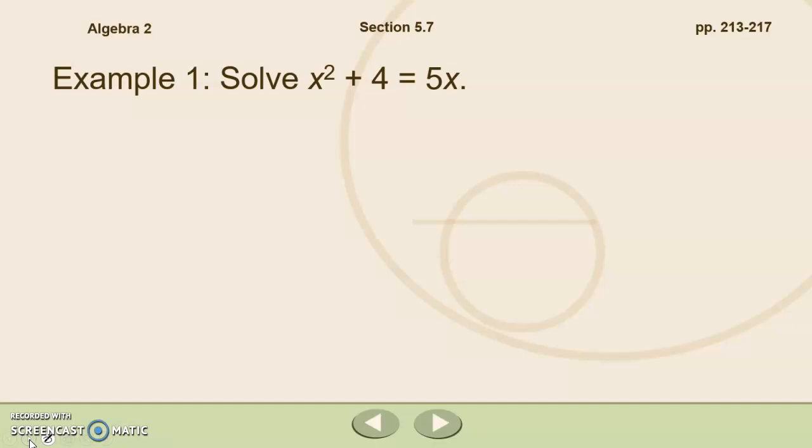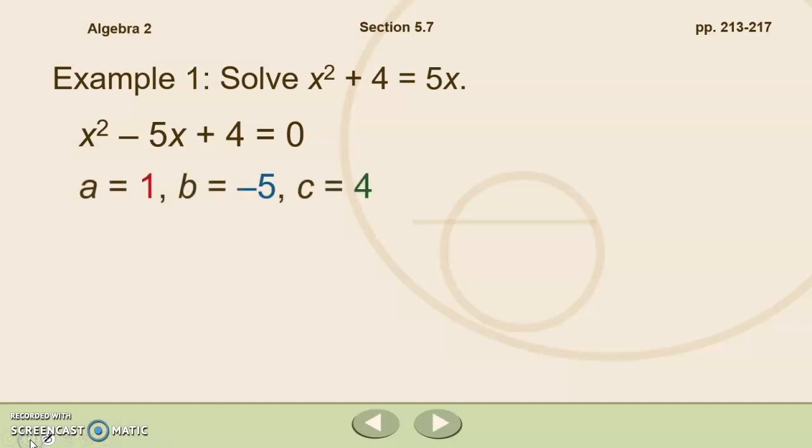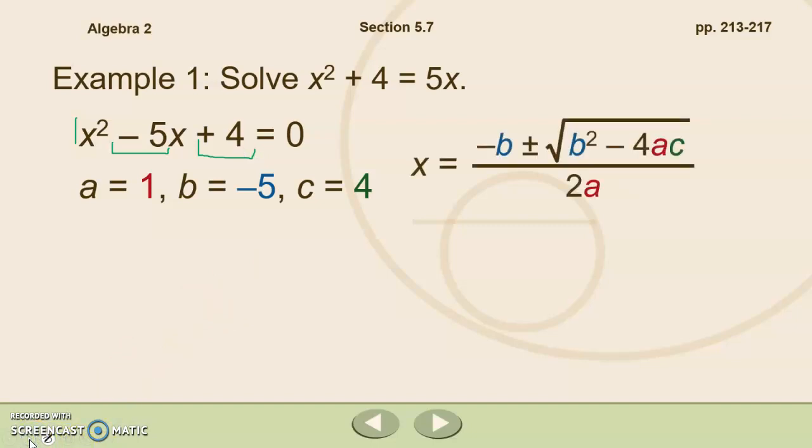We have x squared plus 4 equals 5x. Now the first thing that we need to do is get that into standard form, where all of our x terms are on one side and we have 0 on the other. So we're going to write that as x squared minus 5x plus 4 equals 0. That's in our standard ax squared plus bx plus c form. Once we have that set equal to 0, then we need to identify our a, our b, and our c. Our a is the 1 that's in front of the x squared, our b is negative 5, and our c is positive 4. Once we have those identified, we can plug those into our formula here.